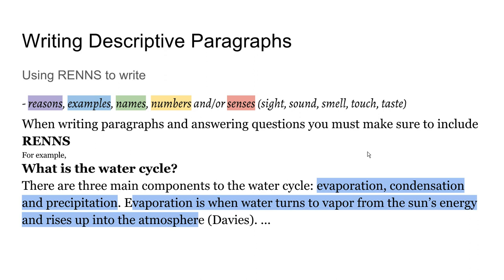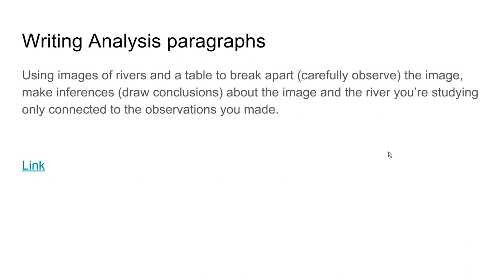The next step was to write descriptive paragraphs, and in this unit we used our content for learning about the water cycle to understand how it impacts river systems. And students practiced using the strategy RENS, so making sure that they have reasons, examples, names, numbers, and if necessary to be using senses to add details to their writing.